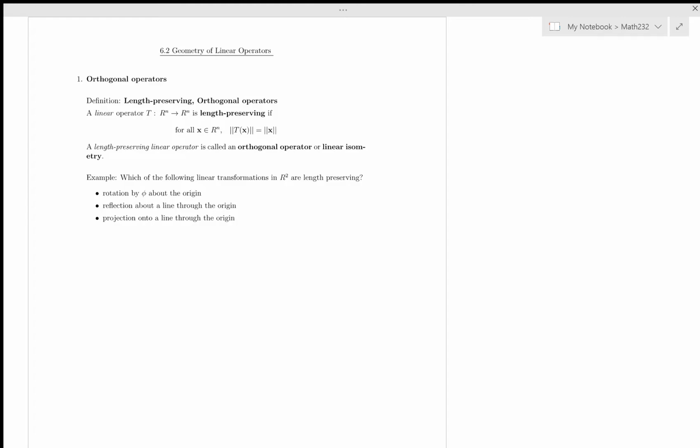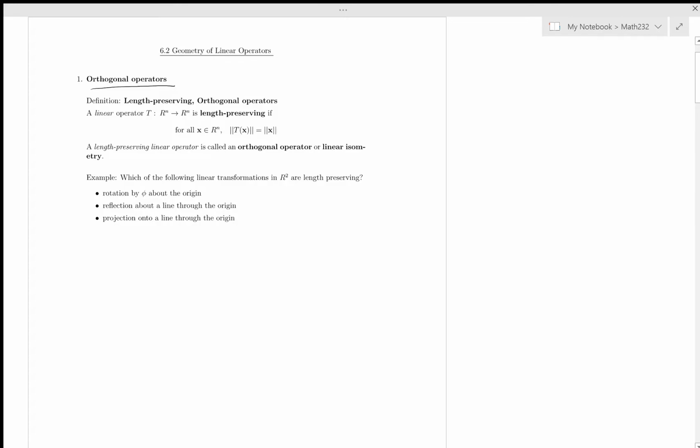So we're going to see a few new terms, again, some more vocabulary, and that certain types of matrices can only perform certain linear operations. Okay, so let's see what we mean here. We're going to have a new term, orthogonal operator. And what do we mean by that?